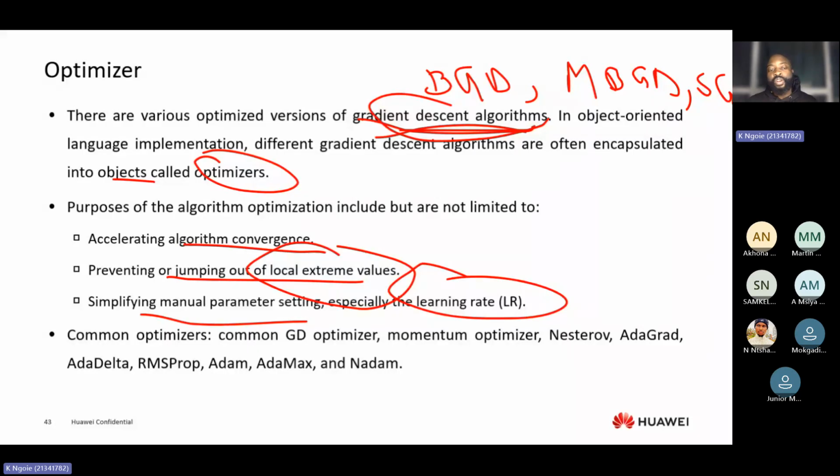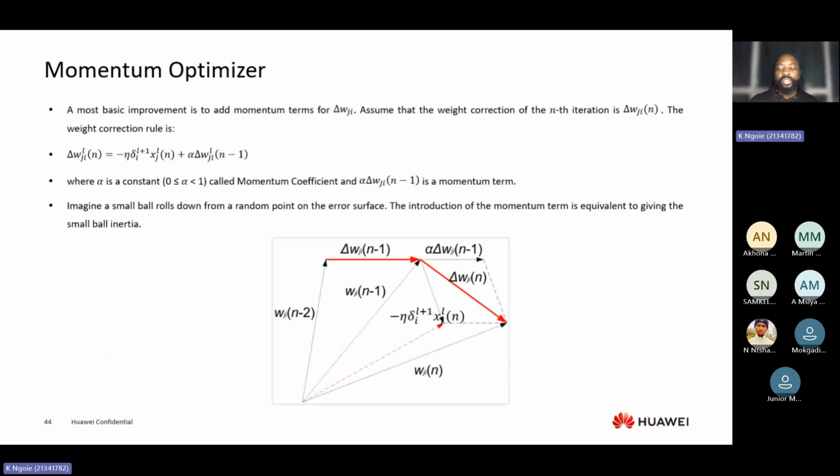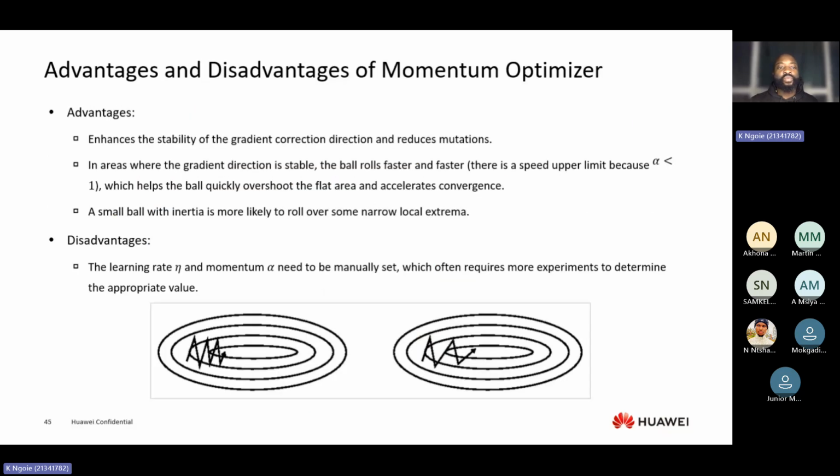So these are examples of optimizers. We have GD optimizers, momentum, Nesterov, Adagrad, Adadelta. So all these are different optimizers, and you will choose which optimizer to use as you're training the model. They have different advantages and disadvantages. For example, the momentum optimizer can enhance the stability of gradient correction direction and reduce mutation.